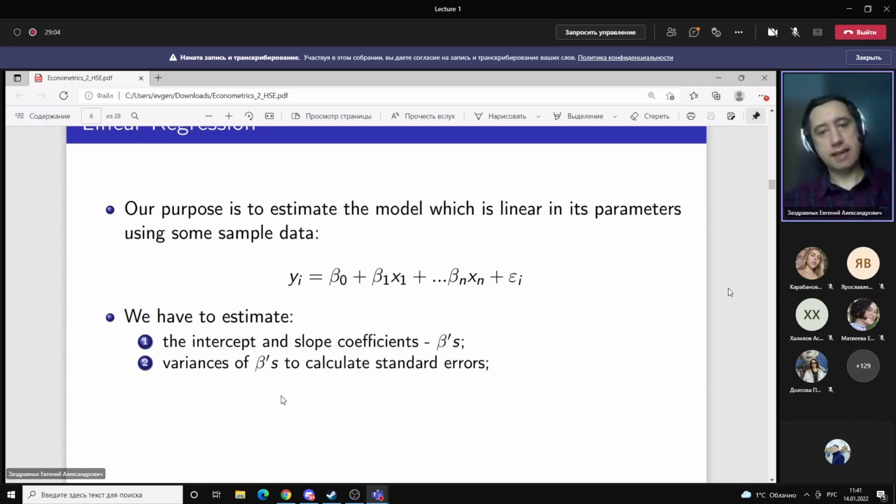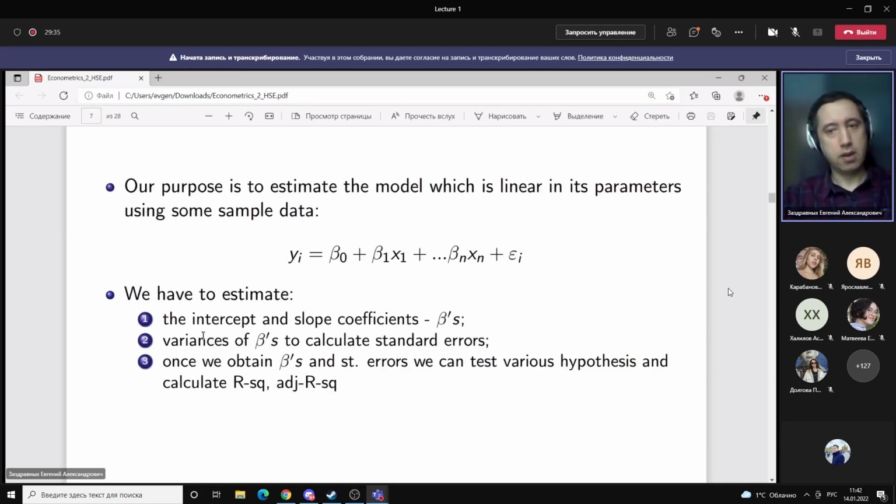And if we can calculate variances of beta, we can calculate standard errors. Hence, we can run different hypothesis tests. We can check whether our beta is different from 0. We can run a simple t-test, or we can calculate a confidence interval for beta to obtain an interval estimate of the relationship between x and y. And also we can calculate different R-squareds, f-statistics, all of this stuff.